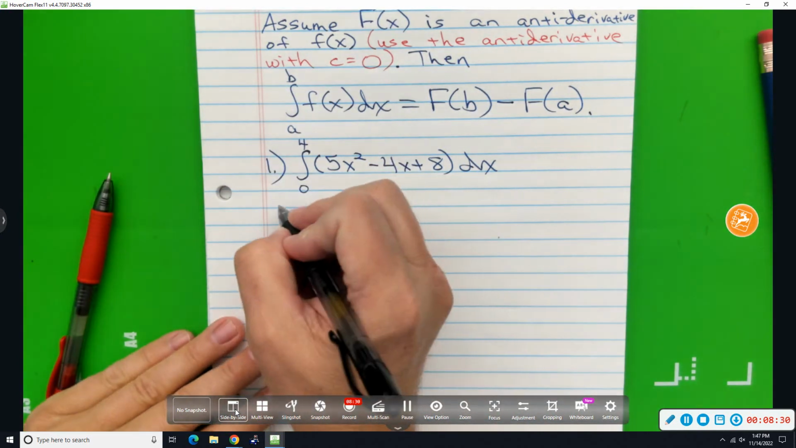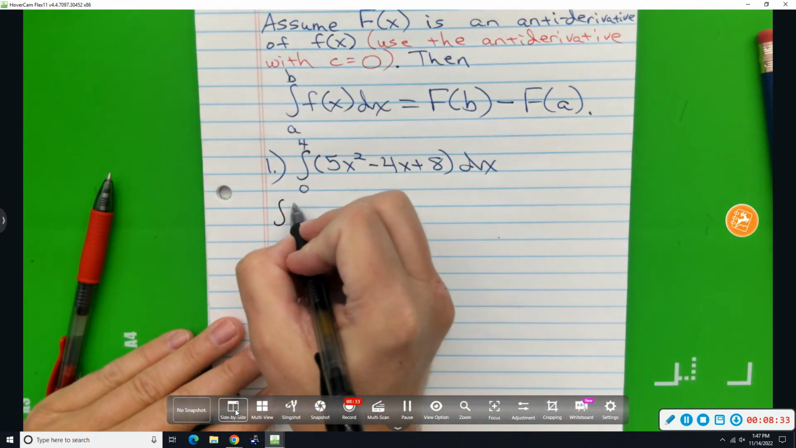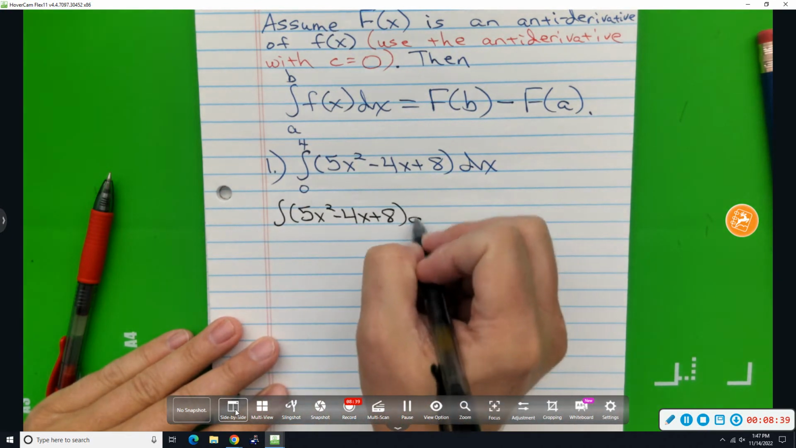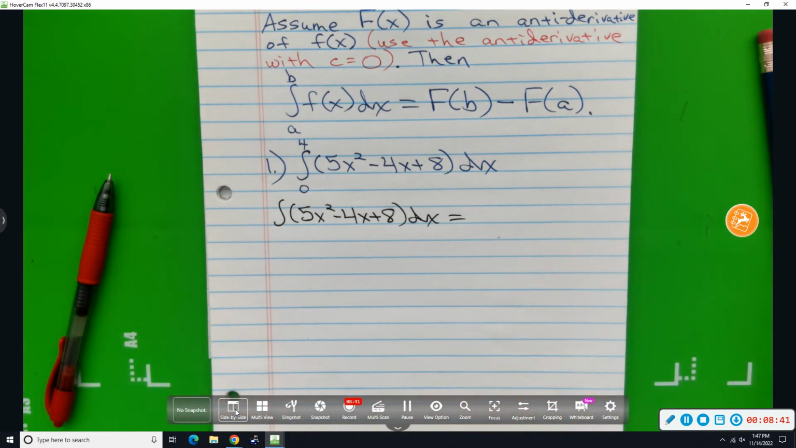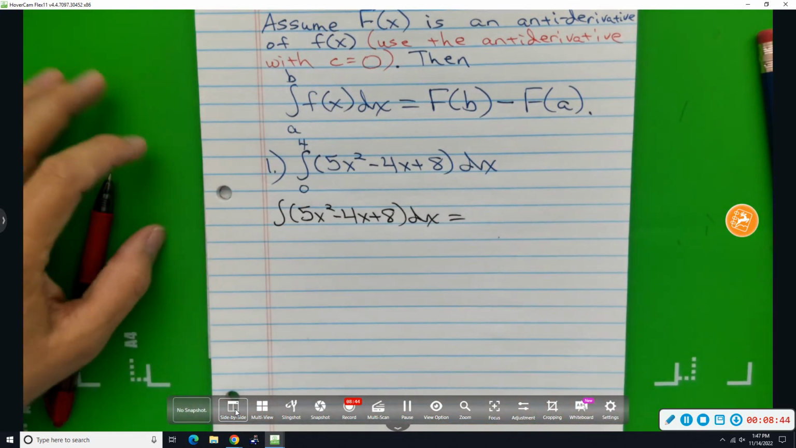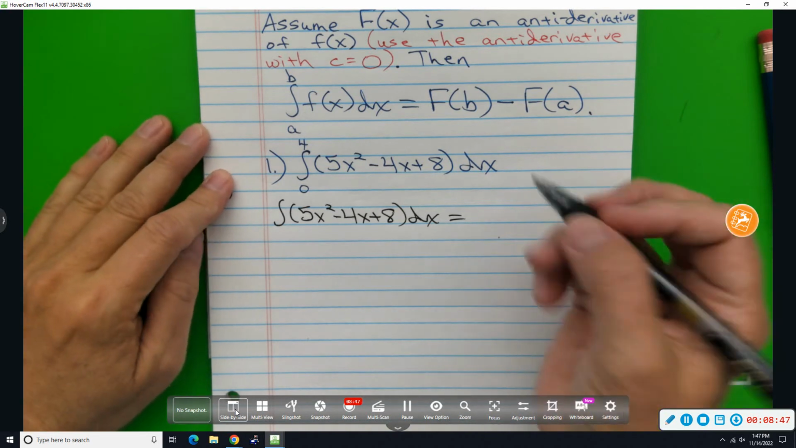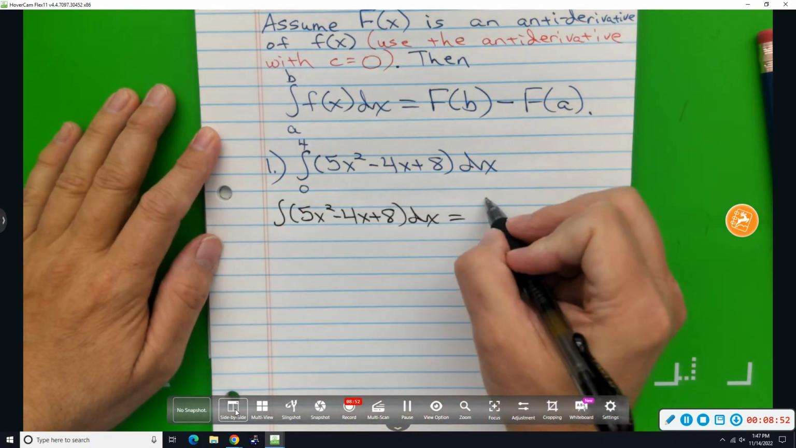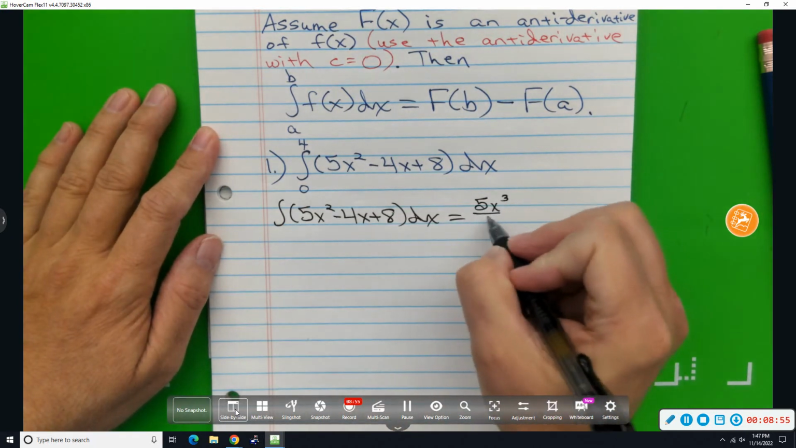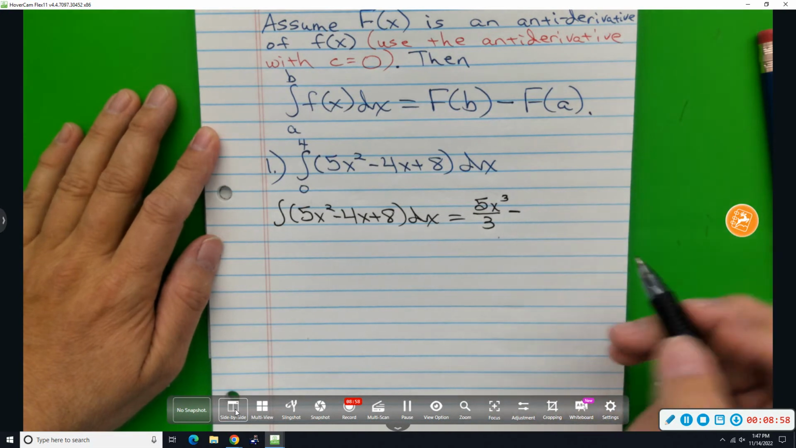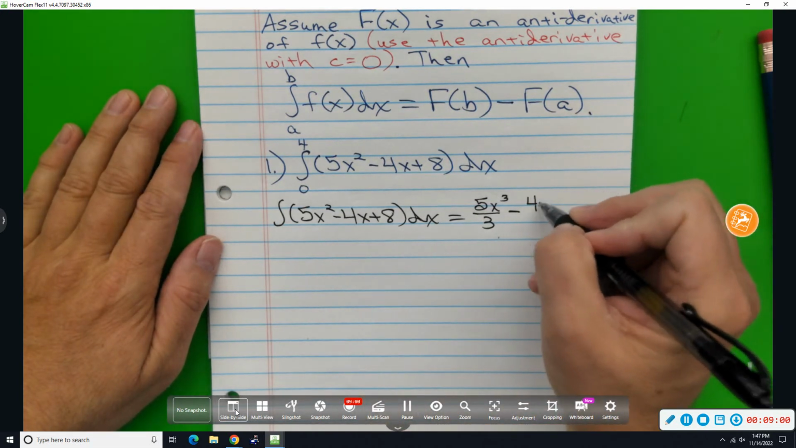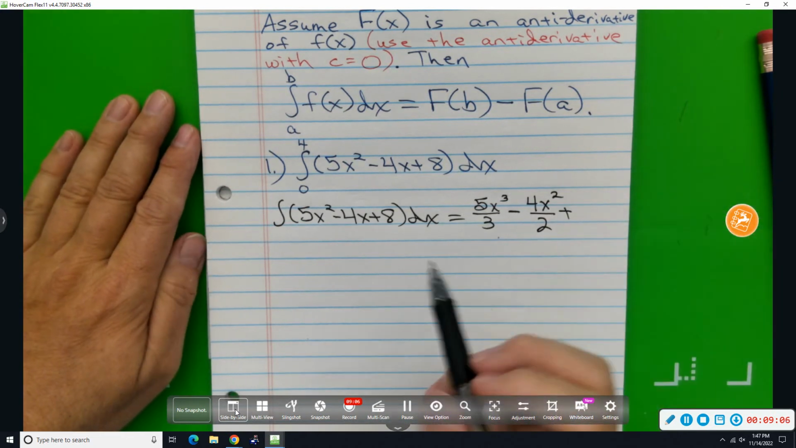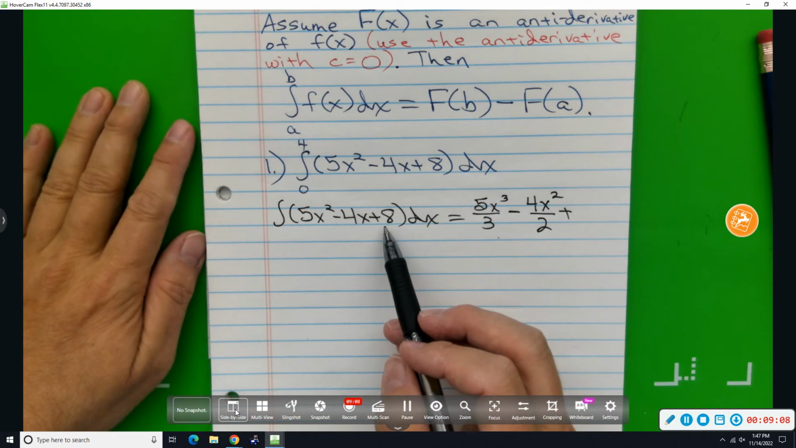So let's anti-differentiate 5x squared minus 4x plus 8. We know in that event we're going to be adding 1 to the exponent and dividing by the new exponent, as we've seen in previous homework assignments. So that 5x squared becomes 5x cubed divided by 3, minus that 4x becomes 4x squared divided by 2, plus, what's the antiderivative of 8?